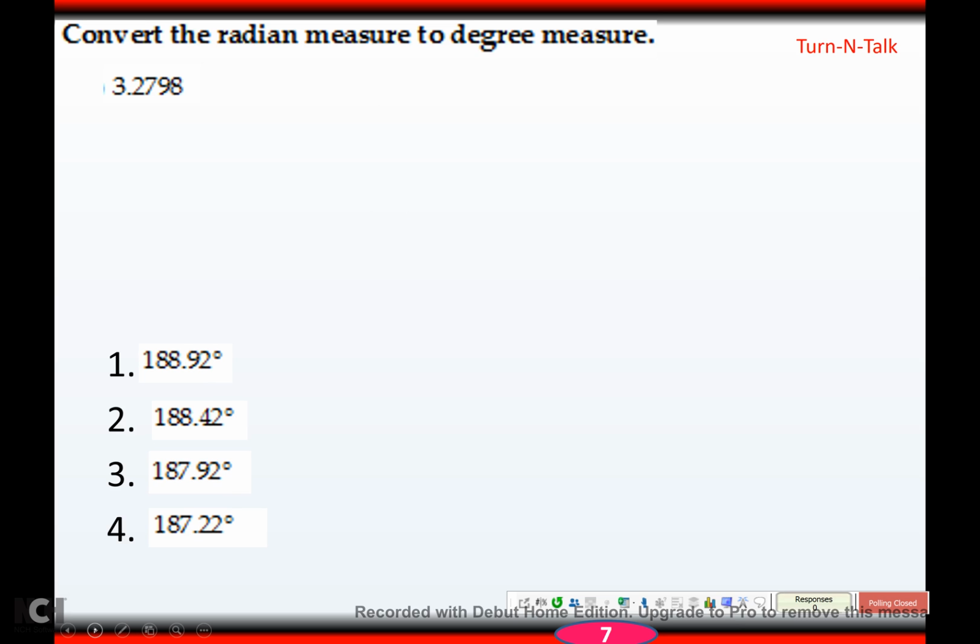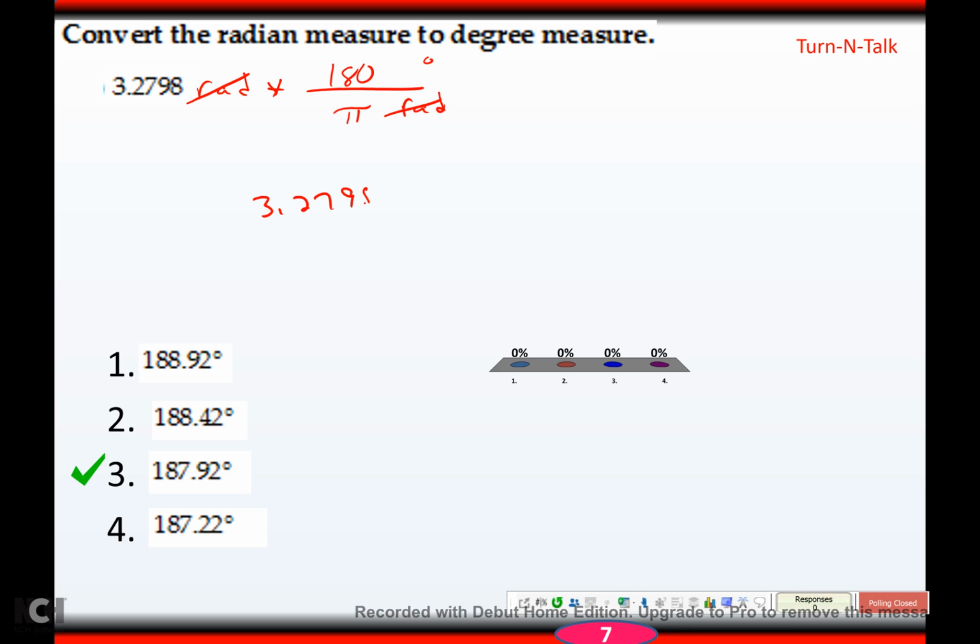Alright, try this one. Hit pause, come back when you're ready, and hopefully you got 3. Alright, this is radians. To get rid of radians, I'm going to put radians on bottom, degrees on top. Pi radians, 180 degrees. Radians cancel. So I have 3.2798 times 180 all over pi. So 3.2798 times 180 divided by pi, and you get approximately 187.9186976. 2 places, the 8 bumps it up to a 2.